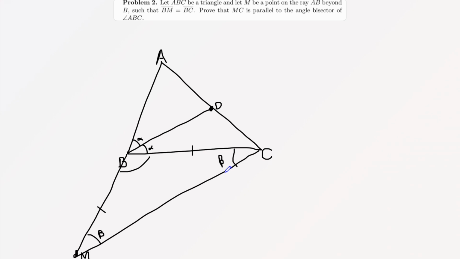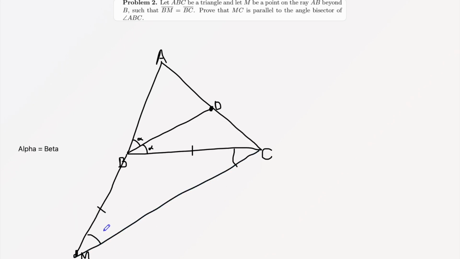Now we can just go back to this. So we have this point D here. We can now say with certainty that alpha equals beta. And that makes the job a lot simpler, because we can now say these two are now also alphas.